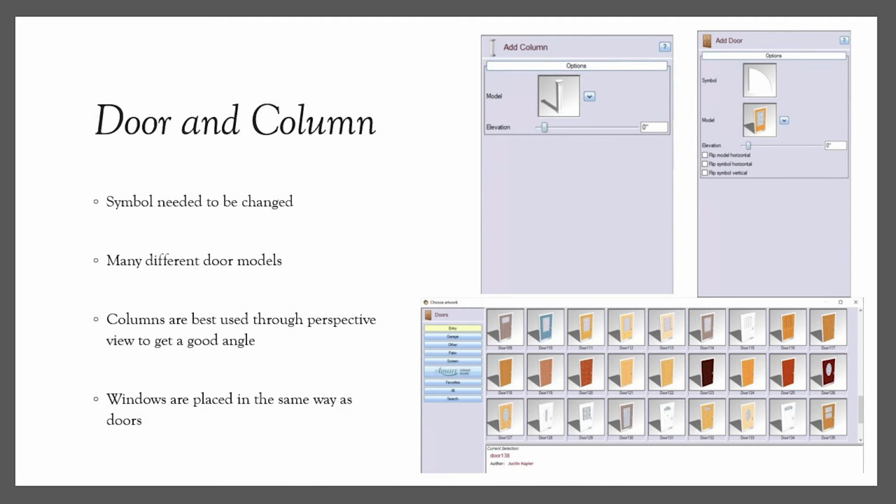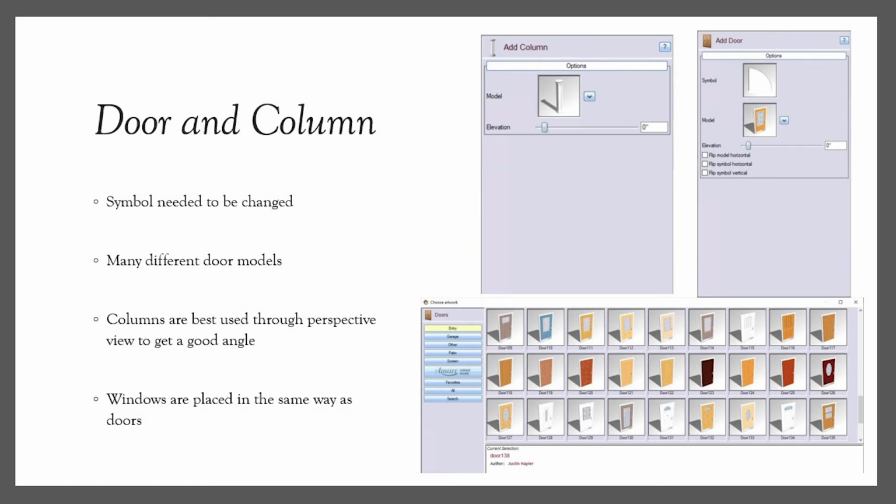So the door and column, both of these can only be used in perspective mode because they need to be placed on a wall or next to a wall. Perspective mode makes it easy to space out these columns though. And also, both the doors and the columns can be adjusted in height and width. And so I have some pictures here, the columns and the doors.